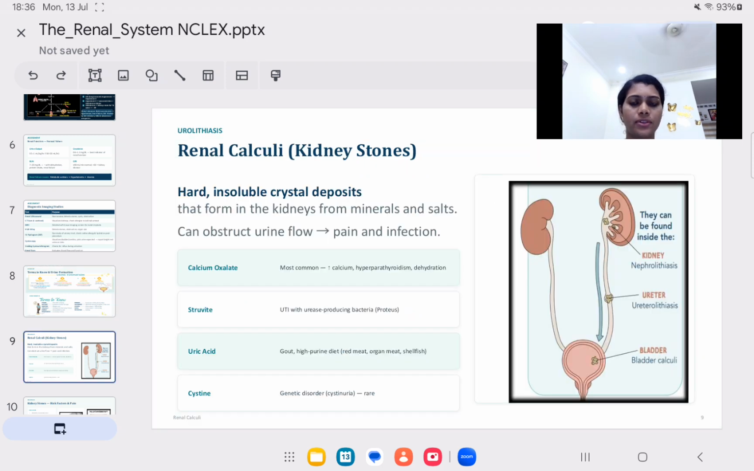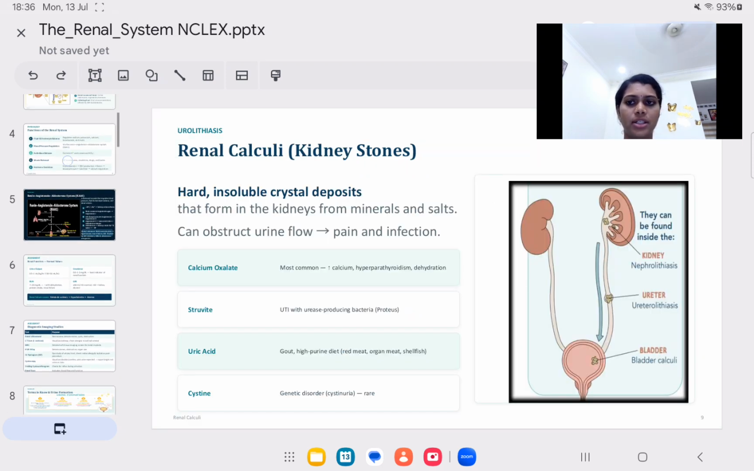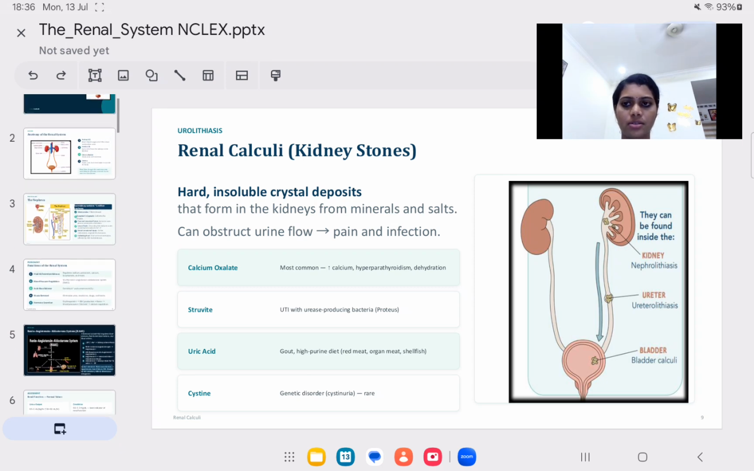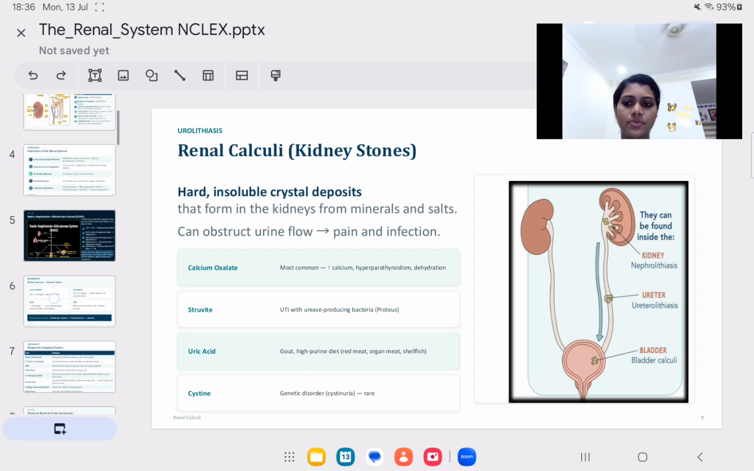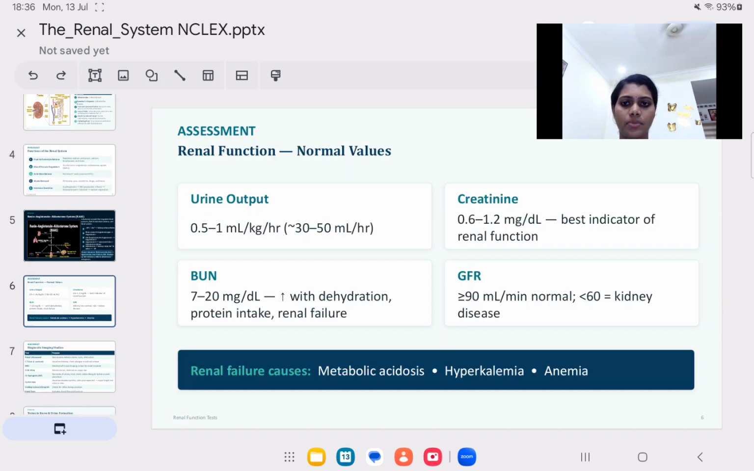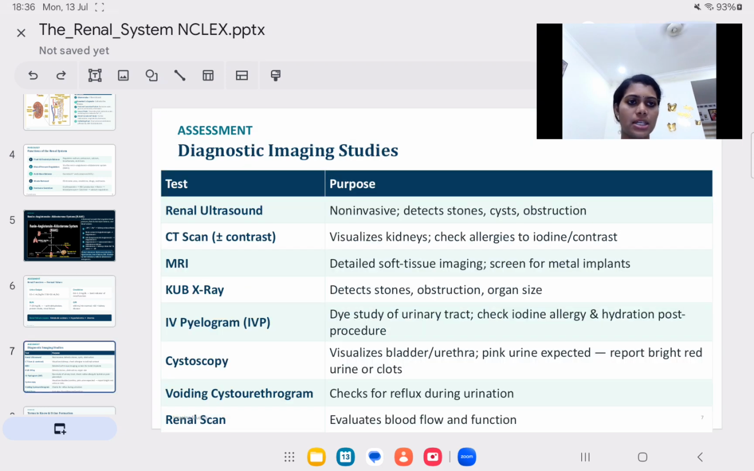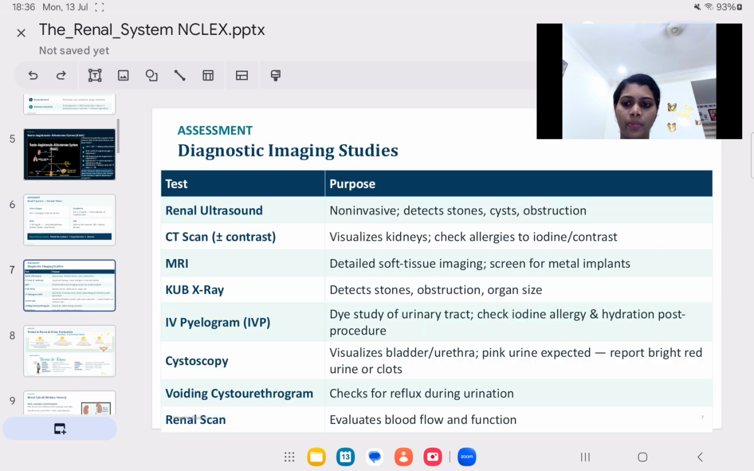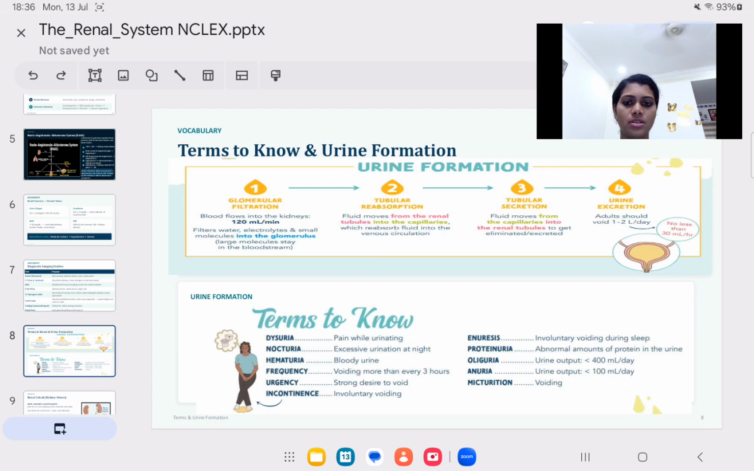Is that clear for all? Any doubts? This is the anatomy and physiology, the RAS mechanism, some of the normal values we studied, some of the investigations, and some new terms related to the renal system. Is that clear for you all? Any doubts?